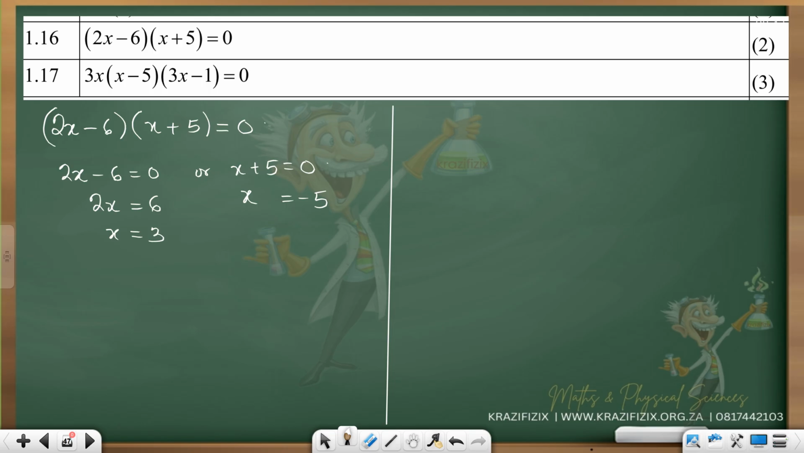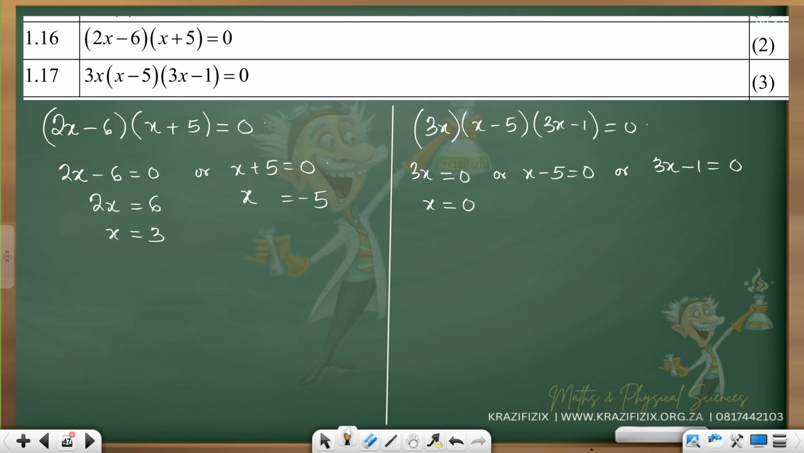And the last one, oh, I love this one. Do you notice that even this bracket? So we are saying, because we are multiplying everything, it's either the first factor is 0, or x minus 5 is 0, or 3x minus 1 is 0. Because if you multiply it out, it will give you x to the power 3, which means I should be expecting 3 solutions. So either x equals 0, or x equals 5, or x equals 1 over 3.